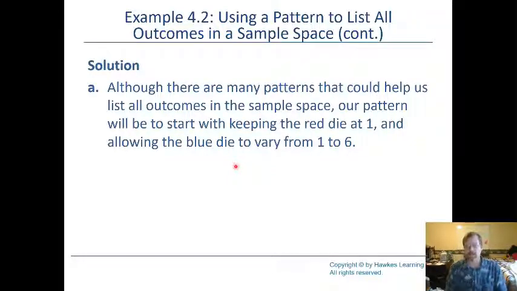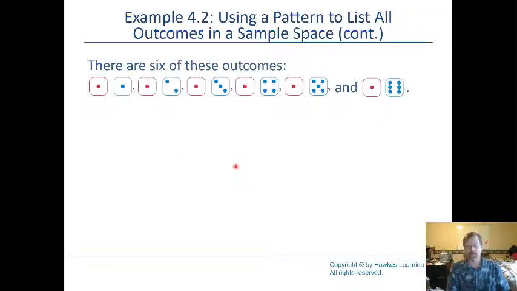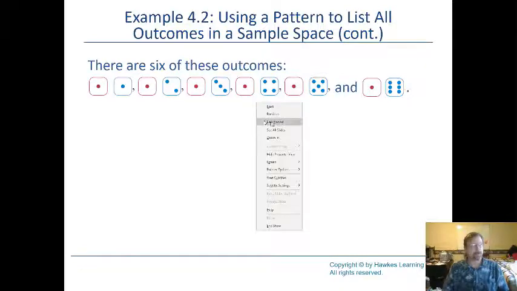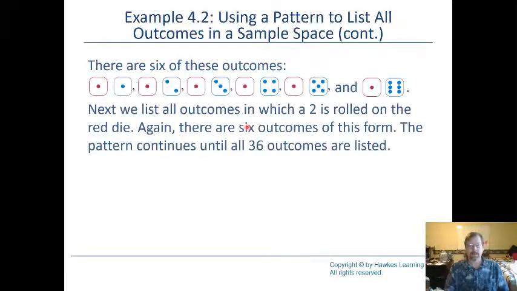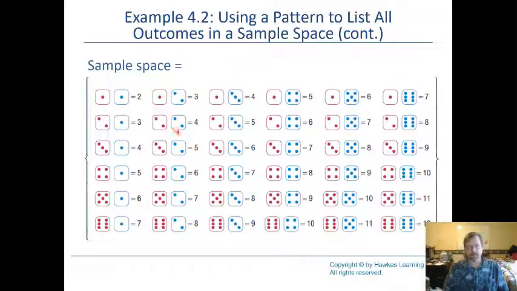All right, the book chose to start by holding the red die at 1 and varying the blue die, then holding the red die at 2 and varying the blue die. So that's going to give you, for example, this: red 1, blue 1, red 1, blue 2, red 1, blue 3, red 1, blue 4, and on. Then it's going to be red 2, blue 1, red 2, blue 2, red 2, blue 3, etc. So you've got this whole pattern here.